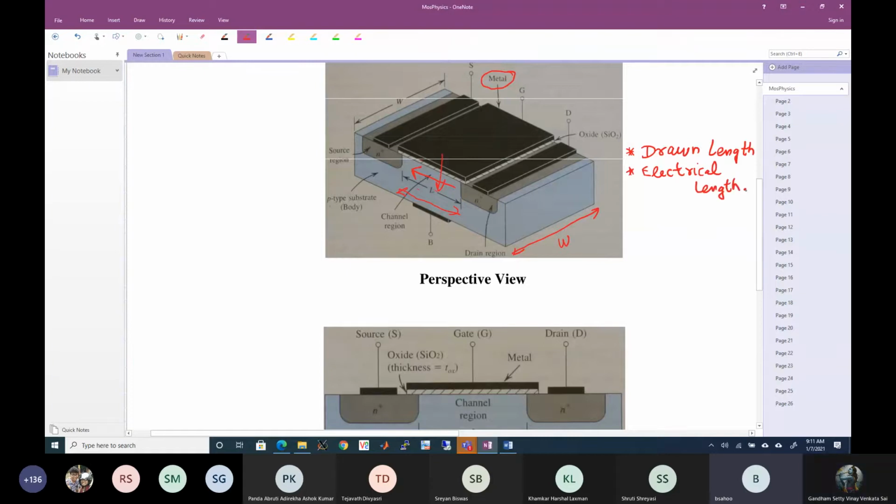Now, a drawn length is what is actually physically getting fabricated, and the electrical length is what finally the length of the channel is due to the drain source voltage or something.